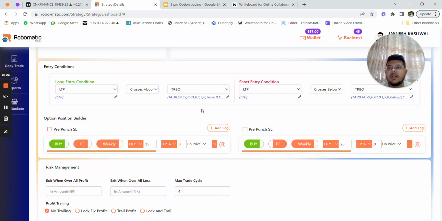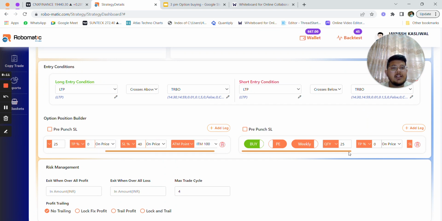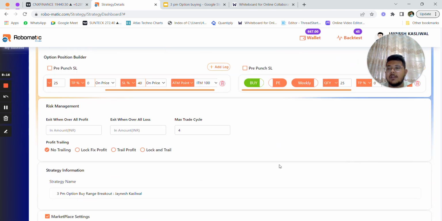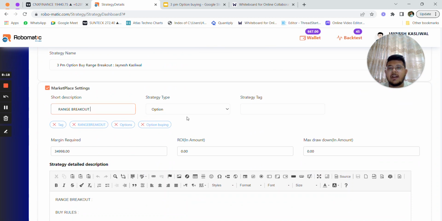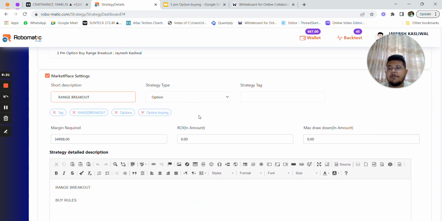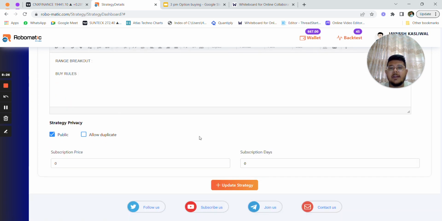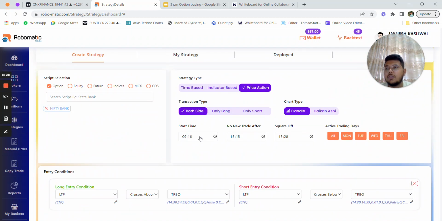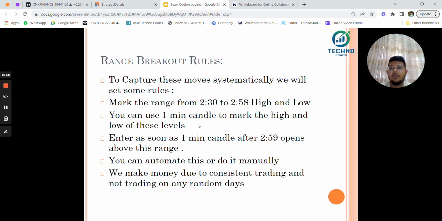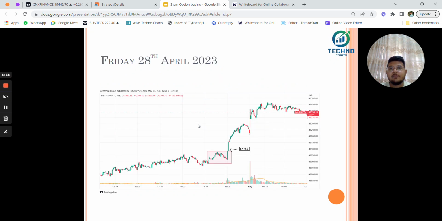So this is a modified version of the strategy that we are trading, where we are buying in the money one option with a 40% stop loss on each leg, and this can be completely automated. You only have to click on subscribe and automate the strategy. This is a range breakout strategy, where the margin required is 35,000 rupees, and I've also explained it in the video. I'm also going to share the Hindi video link for this strategy, which you can go and watch for free here, right? So this is the range breakout strategy.